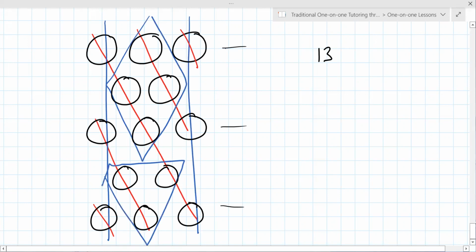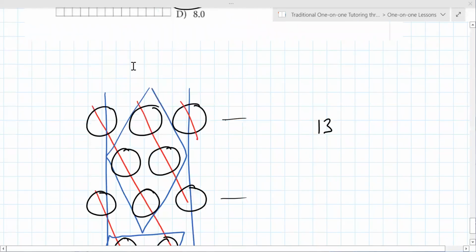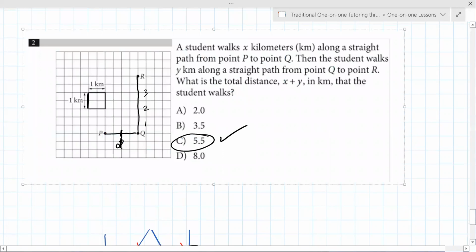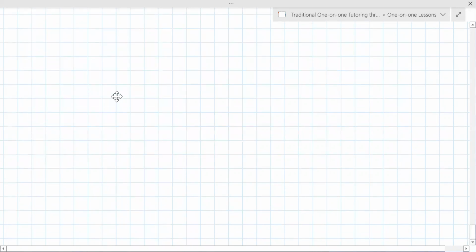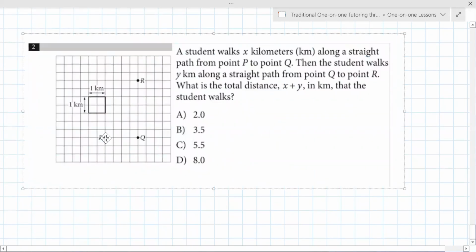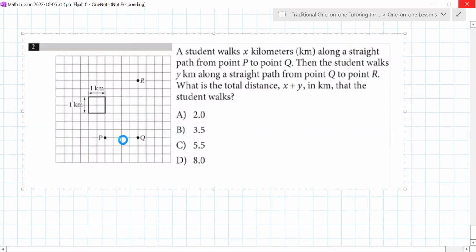So the point is that we all see and do things differently, even though this is just a very simple example of that. But it does happen on these standardized tests, you've got to make sure that you are seeing what they're intending you to see. So let's go back to this problem here. When you go 2 squares, you're going 1 kilometer. Do you agree with that?